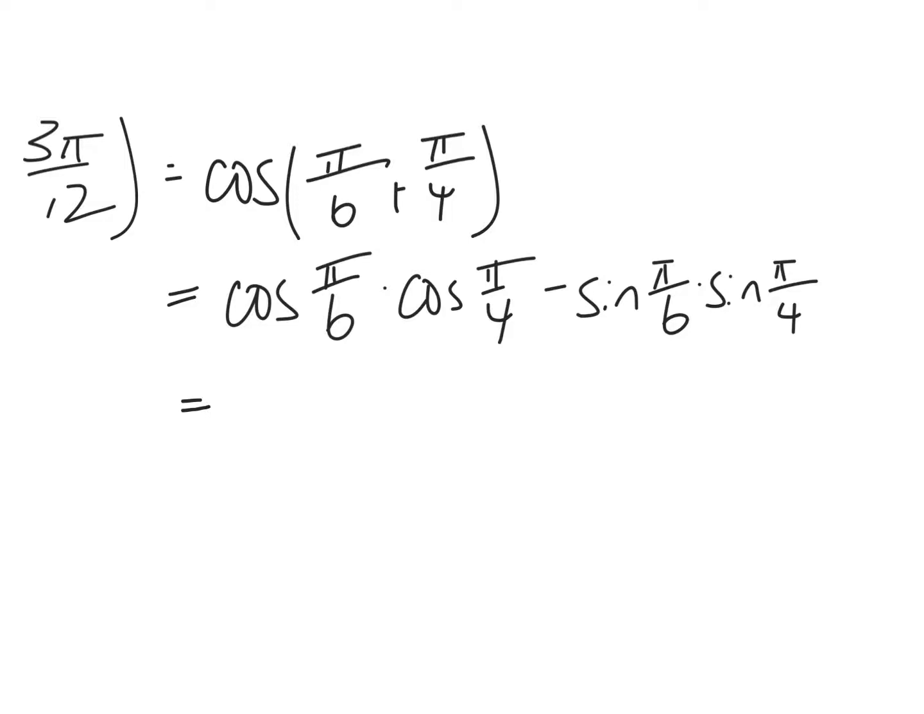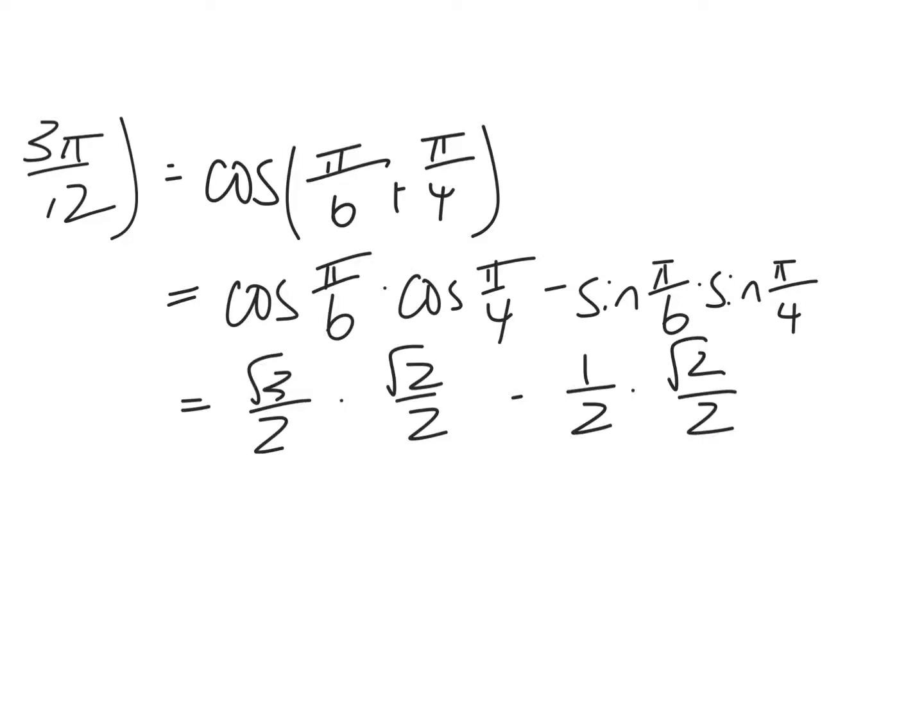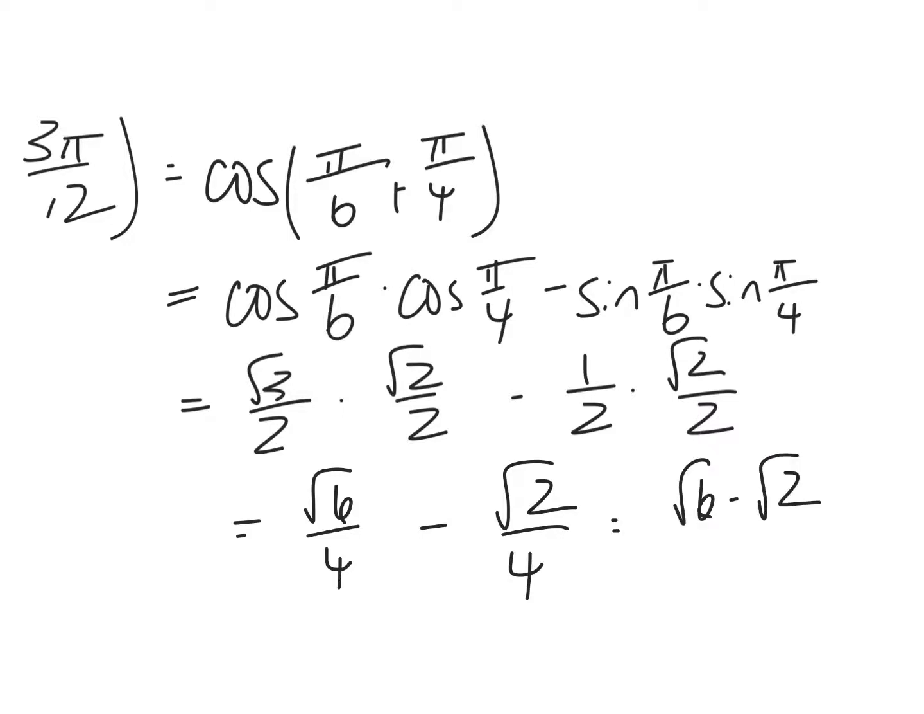So cosine of pi over 6, that's our 30-degree angle, so that is radical 3 over 2, the x value. Pi over 4 is our 45-degree angle, so radical 2 over 2. Sine of pi over 6, again, that's 30 degrees, so the y value there is 1/2. And sine of pi over 4 is also radical 2 over 2. So remember, multiply fractions straight across. It's going to give us radical 6 over 4 and radical 2 over 4, and the way I write my answer is radical 6 minus radical 2 over 4. They have a common denominator, so you can combine them.